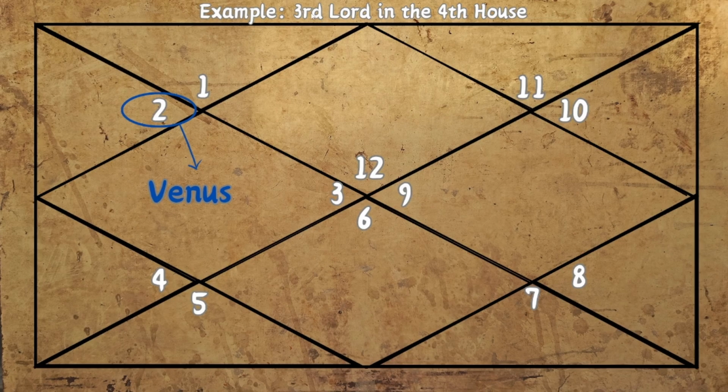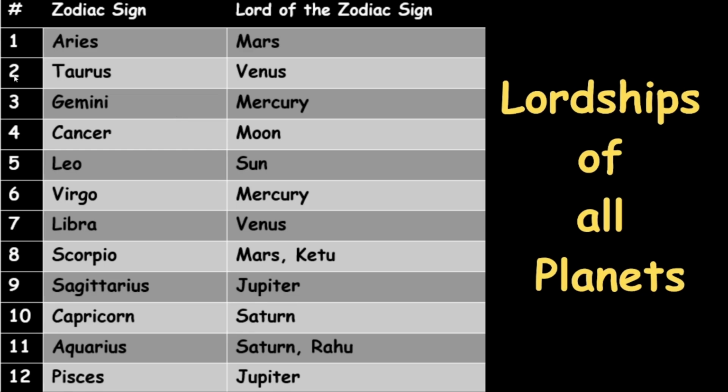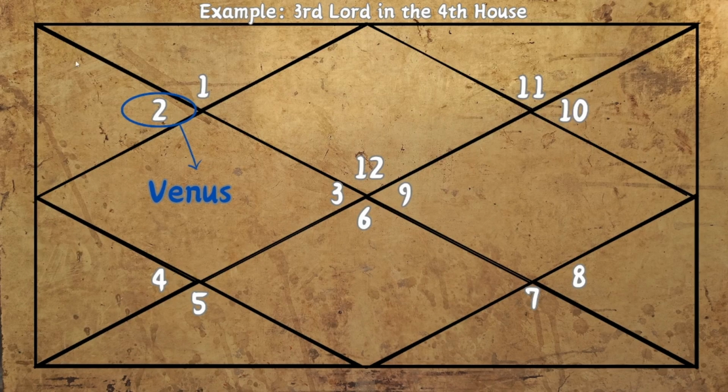For example, if in your chart the third lord is in the fourth house, how do you conclude that? This is the first house where 12 is written, this is the second house where 1 is written, and this is the third house where 2 is written. What is 2? If we look at the table, 2 is the Taurus zodiac sign. And who is the lord of Taurus? It is Venus. So the lord of the third house is Venus, because it is the lord of Taurus. But where is Venus placed? Venus is placed in the fourth house of the birth chart. So this is how you conclude that the third lord is in the fourth house.